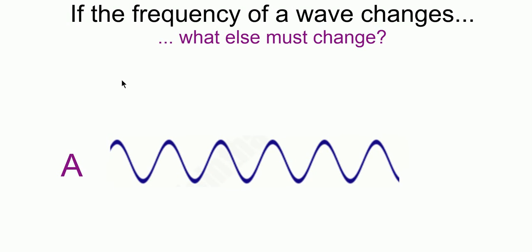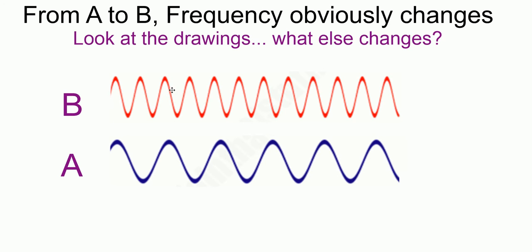Let's ask this question. If the frequency of a wave changes, what else must change? Let's try looking at wave A, the second one B. There's wave A. What have I changed? That's much higher frequency, isn't it? Sure. That's a high frequency wave, that's low, okay?